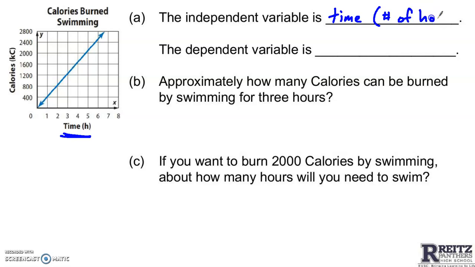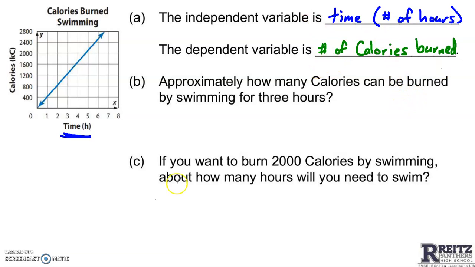Time is always the independent variable in a situation like this. Another clue that that's the independent variable is that it's what we graphed on the horizontal axis, the x-axis. The dependent variable is the number of calories burned. Did you know that you capitalize the C in calories? It's a unit named after a guy.